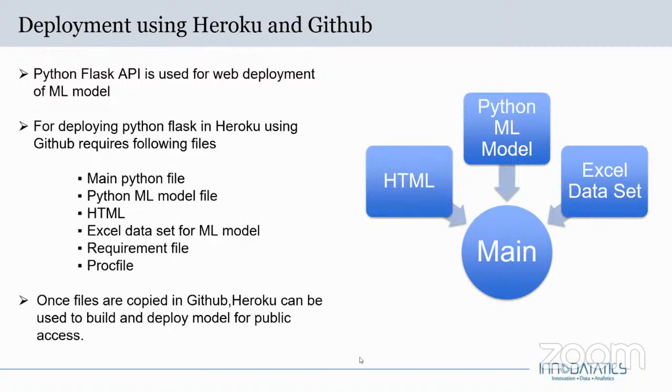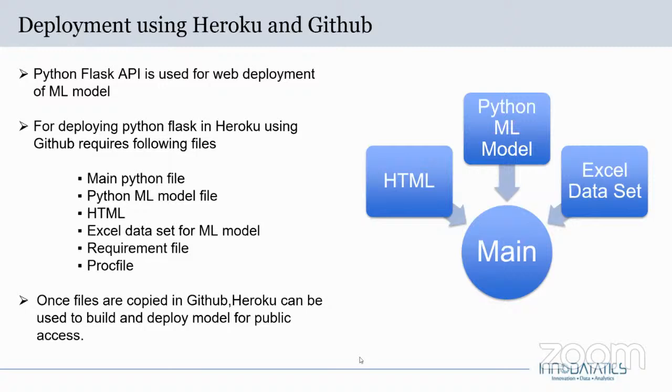So with respect to Flask API, we created a main Python file, which interconnects the front-end HTML part and the back-end Python machine learning model. And in addition to that, we need an Excel dataset for getting the data for calculation. So once everything is ready, we can copy the file. We have copied the file in the GitHub.